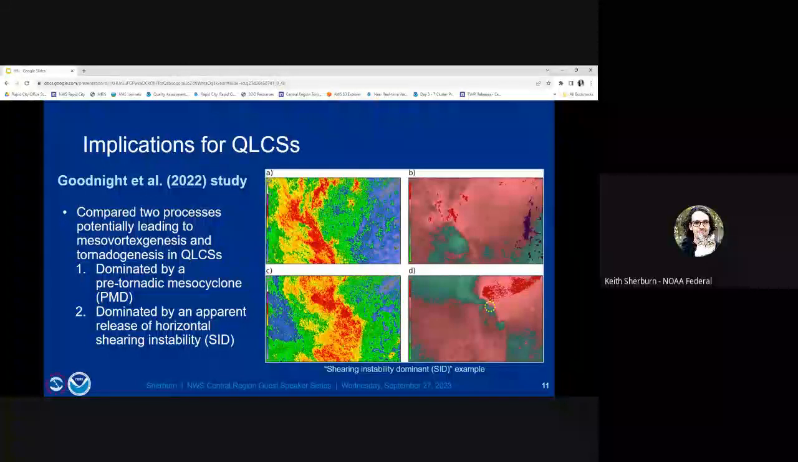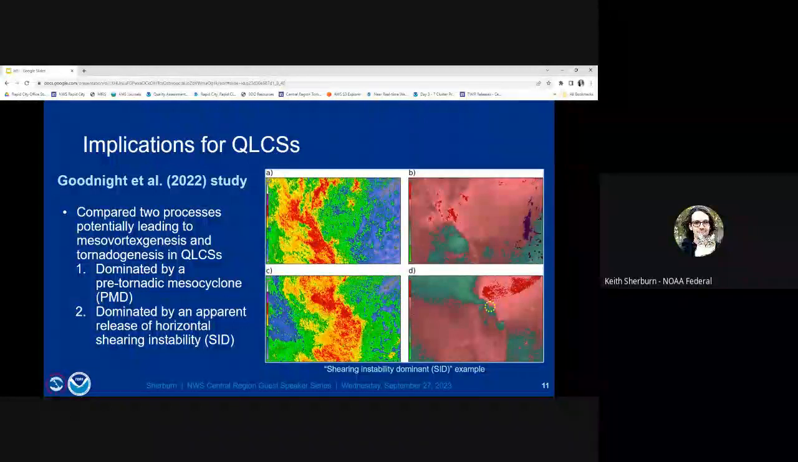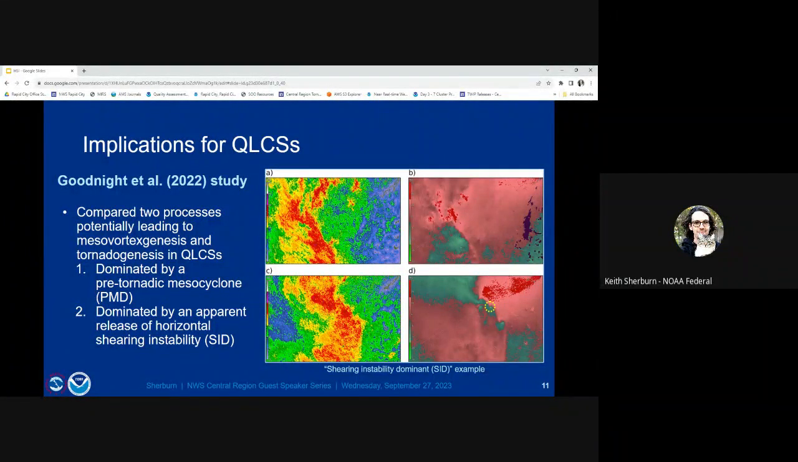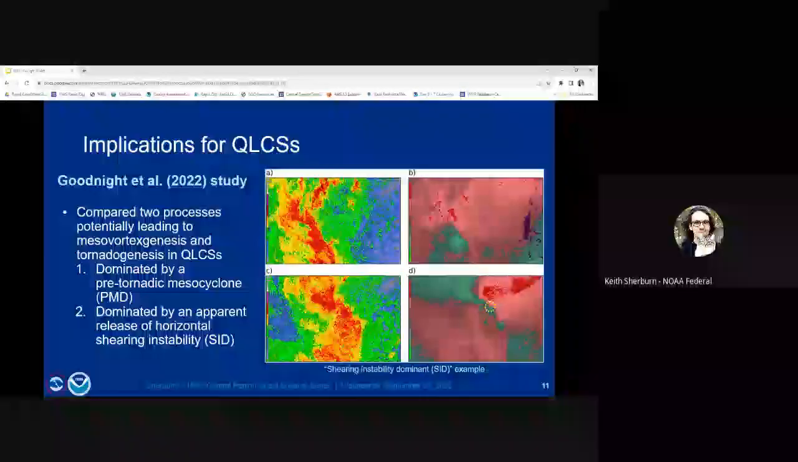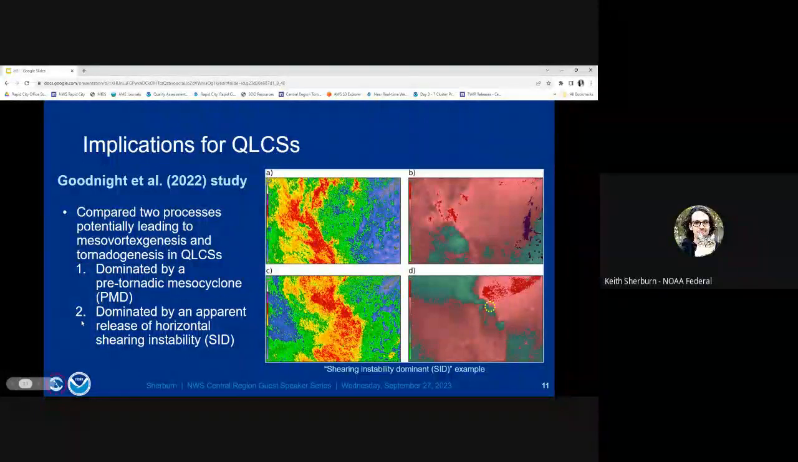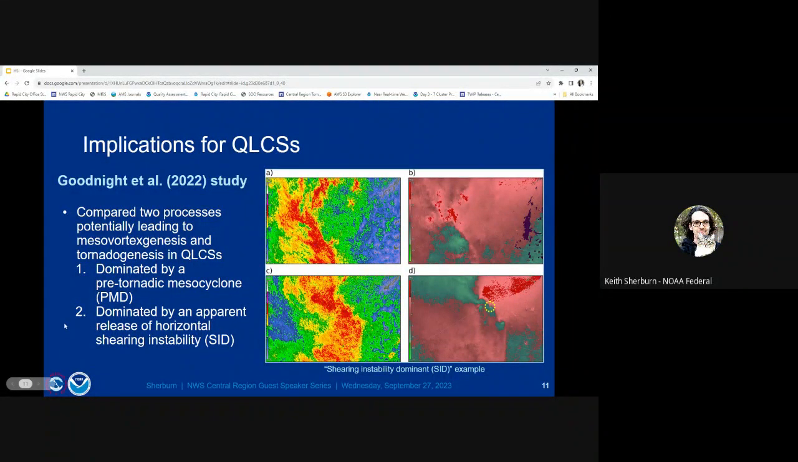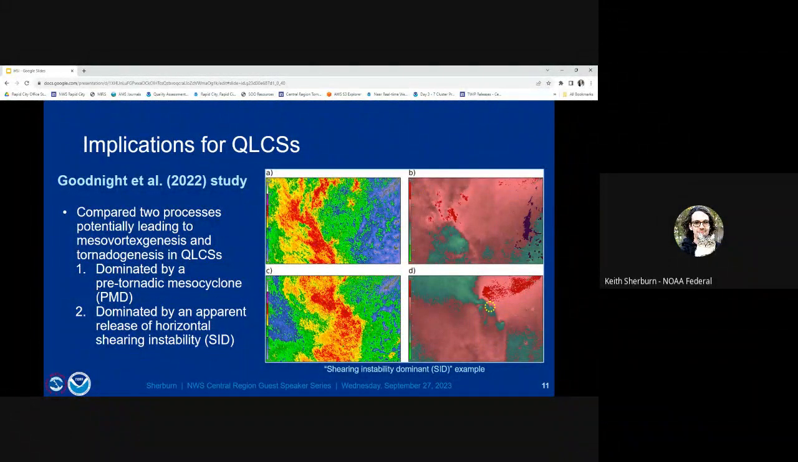Now, the next several slides are going to focus on the results of a recent study by Goodnight et al., which attempted to determine the number of tornadoes within QLCSs that were associated with 2 different formation mechanisms. So the first, which is what they termed the pre-tornadic mesocyclone dominant process, is, as noted, dominated by the development of vorticity via primarily baroclinic processes. And this is similar to the mechanism that produces cellular tornadoes just within a QLCS. And the second is dominated by the apparent release of HSI. So this is really more focused on what we're discussing today. In the figures on the subsequent slides, which I have several figures from this particular paper, they're referred to with the acronyms of PMD and SID, respectively.